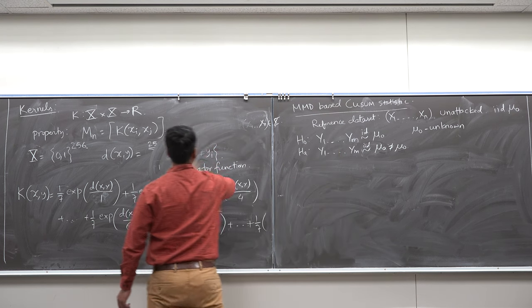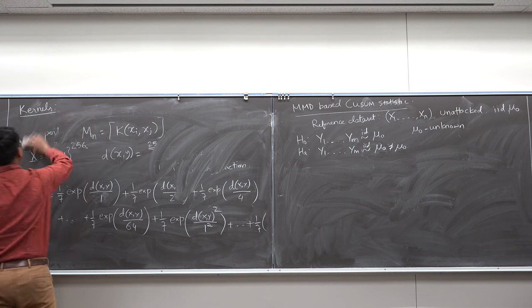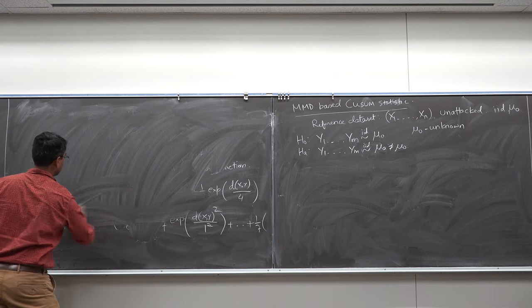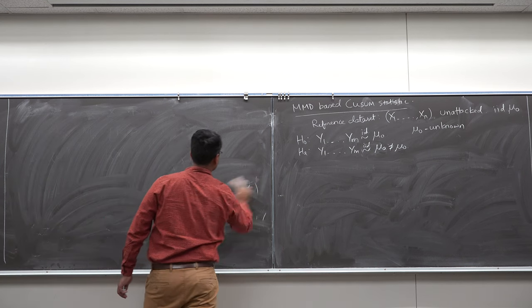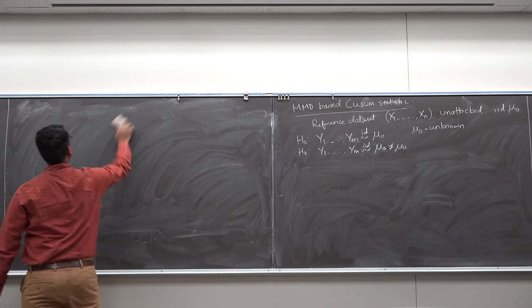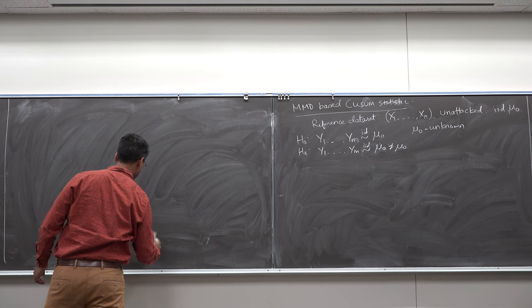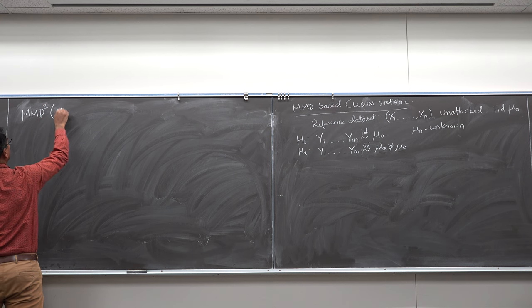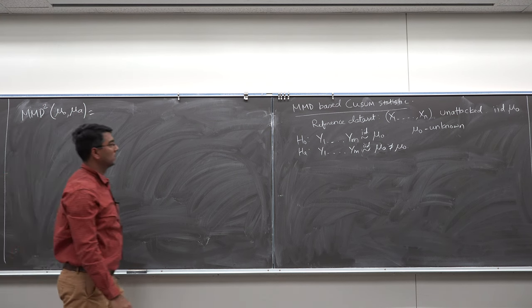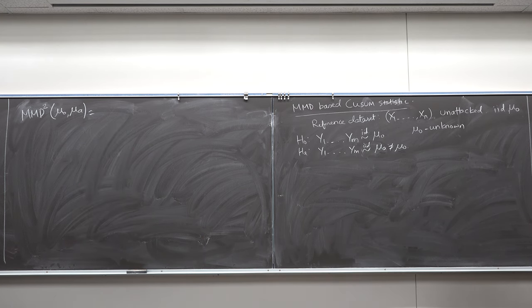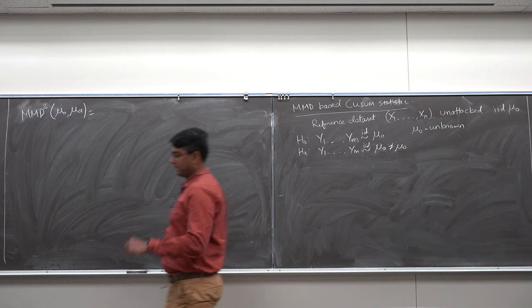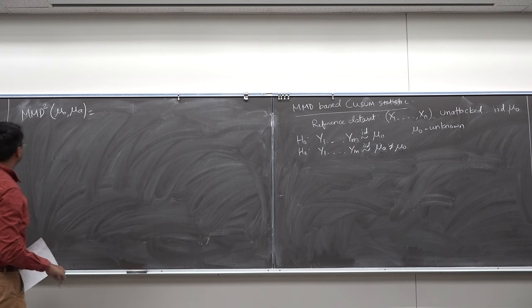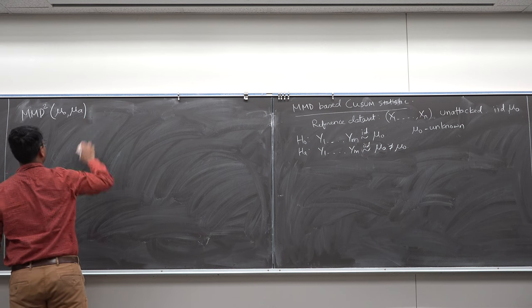So let's talk about MMD, maximum mean discrepancy. We now know how to construct kernels, and we have seen some examples of kernels. So MMD square of mu naught and mu a is given by, there it is. It's not exact, I'm going to approximate it.